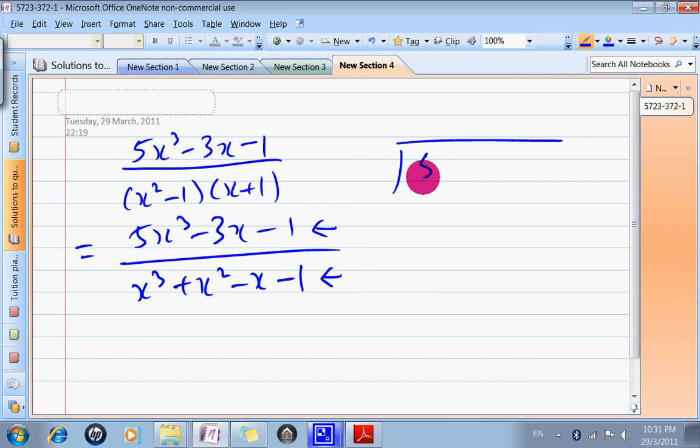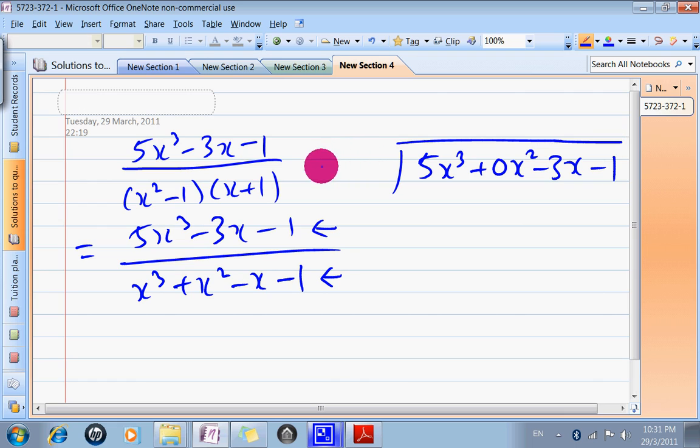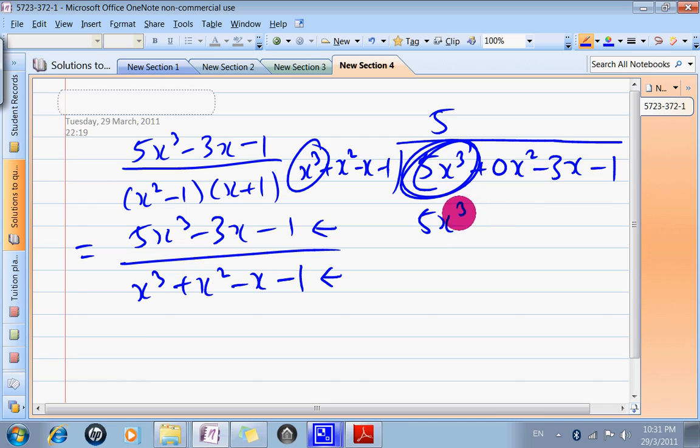So 5x cubed plus 0x squared minus 3x minus 1, divided by x cubed plus x squared minus x minus 1. So look at this first one, divided by this. So 5x cubed divided by x cubed will give me 5. 5 times this will give me 5x cubed plus 5x squared minus 5x minus 5. Bracket it.